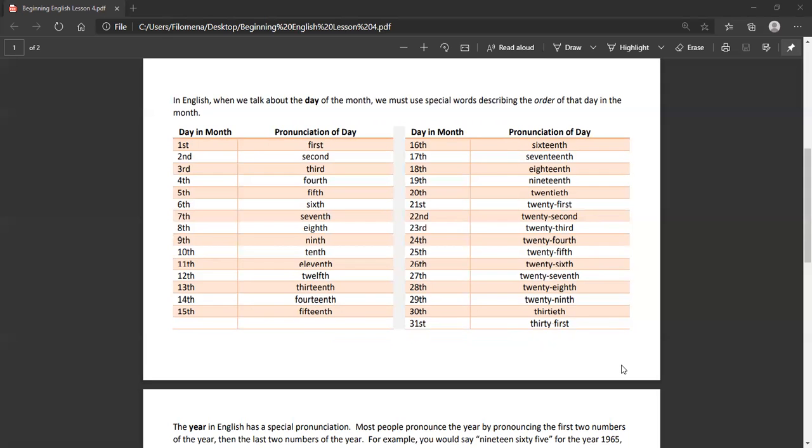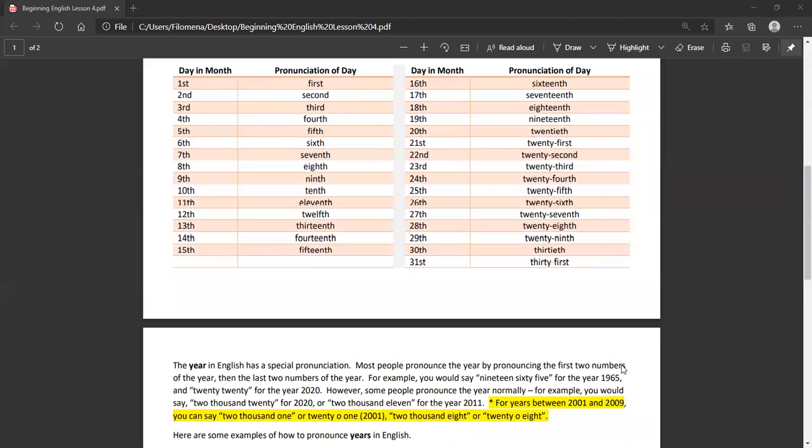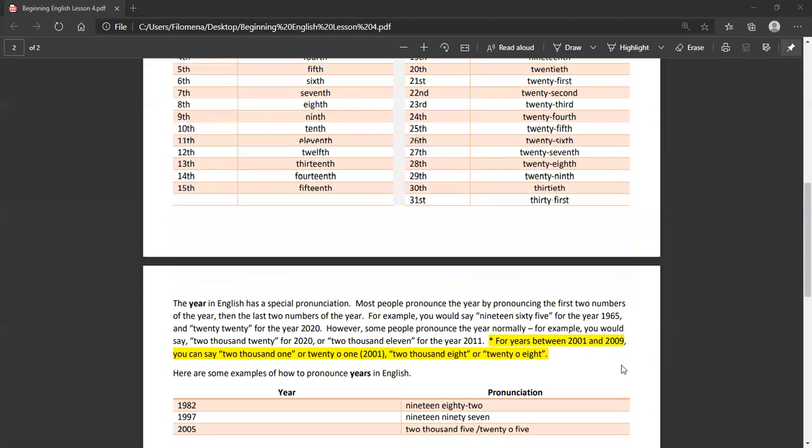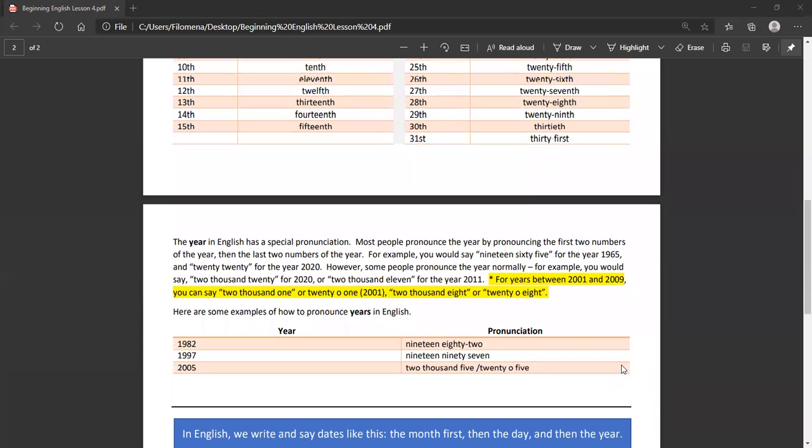So we put the month first, then we put the number, which represents the day, and then the last part of the date is, of course, the year. The year has a special pronunciation. We don't pronounce it like a regular number most of the time. Most people pronounce it by putting the first two numbers together and then the last two numbers together of the year. For example, you would say nineteen sixty-five for the year 1965.